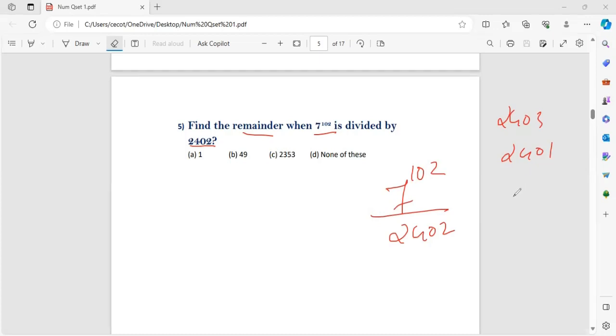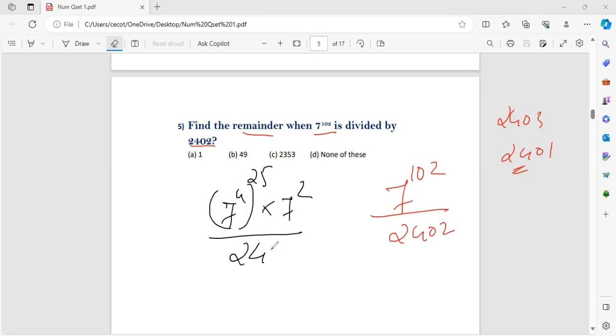Now, if you know that 7 power 4 is 2401, then you will get the answer very easily, which means you can convert this as 7 power 4 whole power 25. That gives you 7 power 100 into the remaining 7 square, divided by 2402. Now this 7 power 4 is nothing but 2401. So 2401 divided by 2402 will give you the remainder as minus 1.